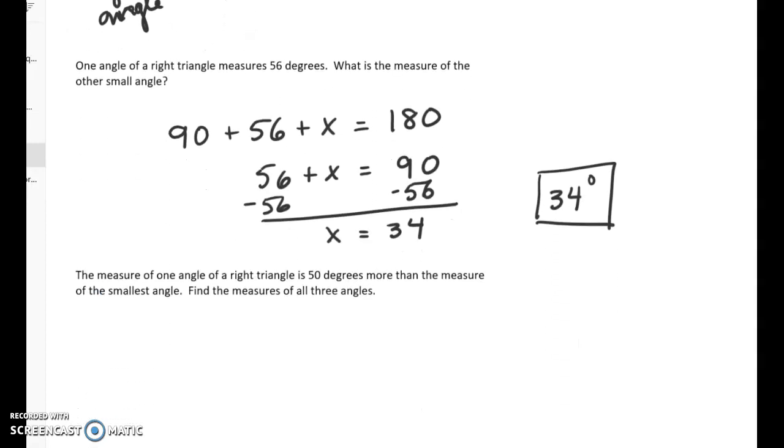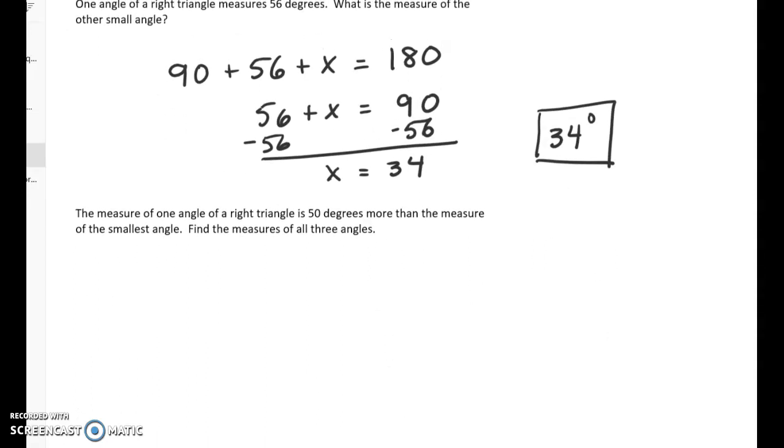All right, we're running out of time, but the measure of one angle of a right triangle is 50 degrees more than the measure of the smallest angle. Now this one's a little bit trickier. We draw a triangle. Sometimes that helps. It's a right triangle. So one of them is 50 more than the other. Now we're talking about the two smaller angles. So let's say that angle is x, then this one is 50 more. So x plus 50.